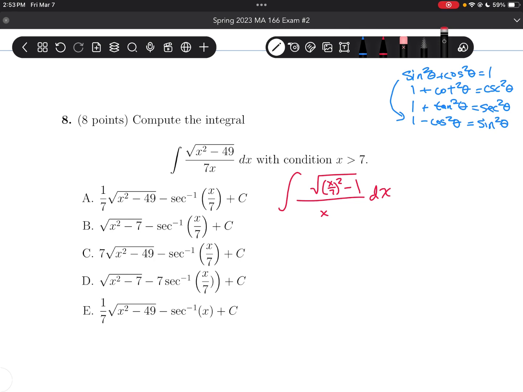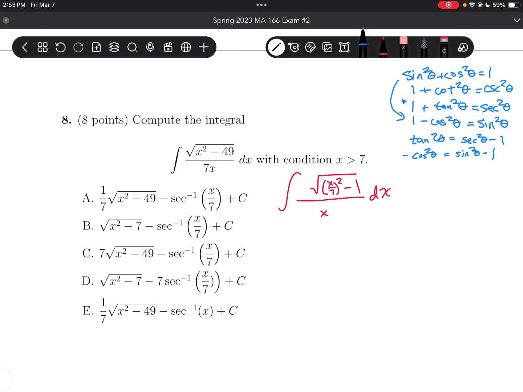Okay, well, I have a minus 1 here, and all of these expressions have a plus 1. So first step would be to subtract 1 from each of these expressions. So if I subtract 1 from this equation, I get tangent squared theta equals secant squared theta minus 1. And I get negative cosine squared theta is equal to sine squared theta minus 1.